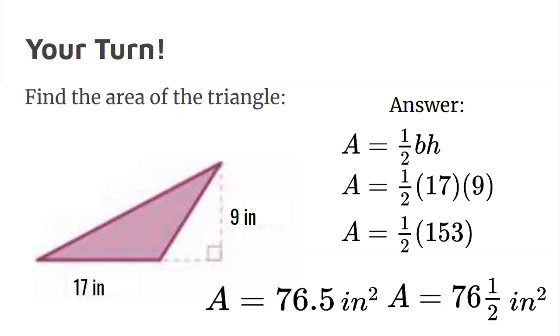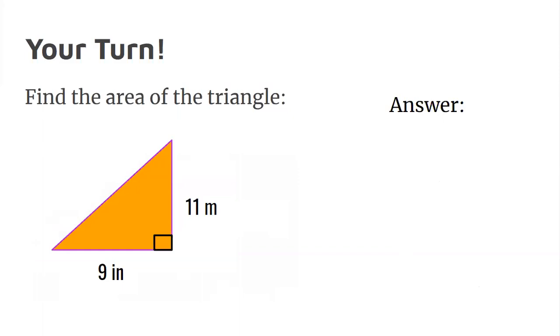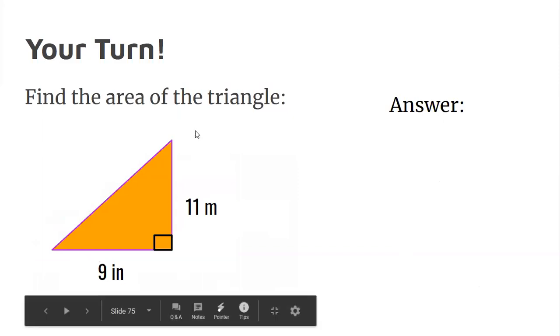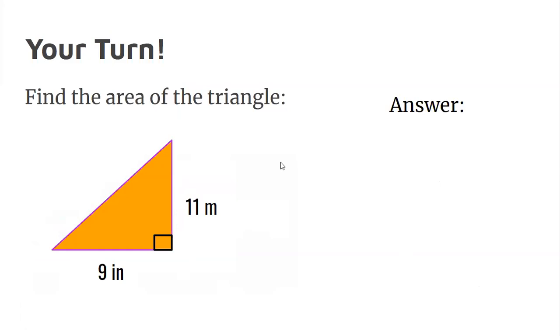So either way is fine. You can do decimal, you could turn it into fraction, as long as they're equivalent. Now we got a right triangle. So we got a base of 9 inches and a height of 11 inches. So pause the video and do what you gotta do in 3, 2, 1, pause.